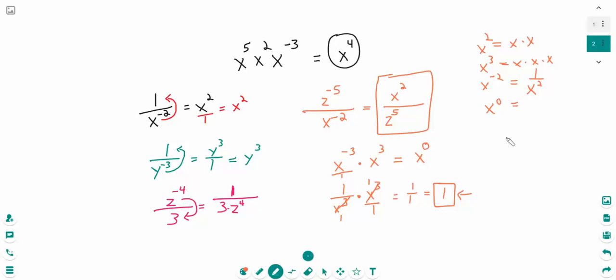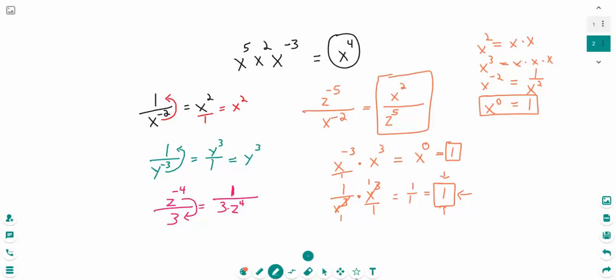So mathematicians have decided that it makes the most sense to say that x to the 0 is equivalent to 1. That's what x to the 0 is equivalent to. Which makes sense because, again, that is what we would have gotten here if we would have broken this down and first eliminated the negative exponents. Okay? So x to the 0 is, in fact, equal to 1. And, in fact, anything raised to the 0 power will be 1. It's kind of cool. All right?